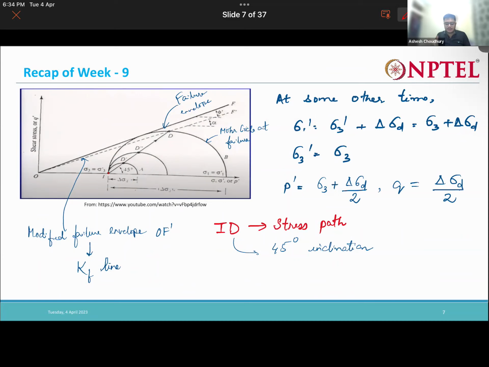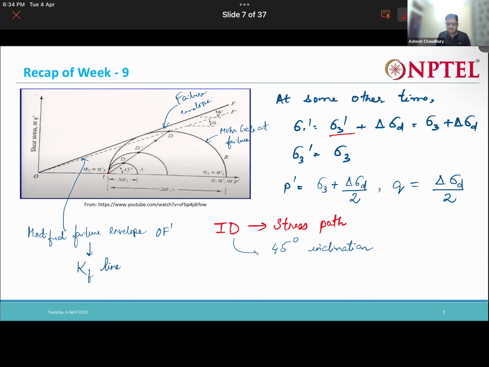Now at some other time, as the test progresses, say at time t equal to 0 we have this point I, and at time t1 we are going to the second stage. In the second stage, we are applying the deviator stress.